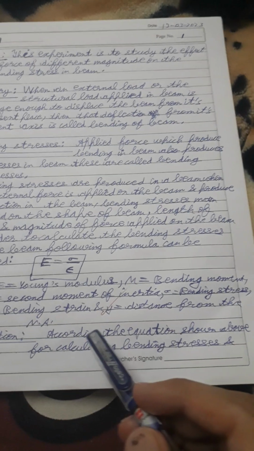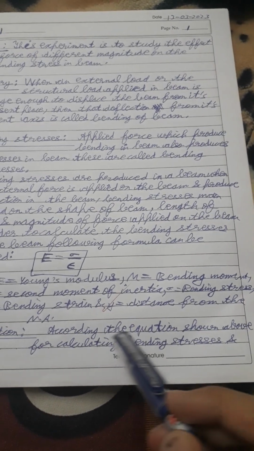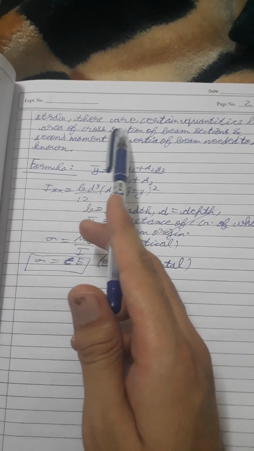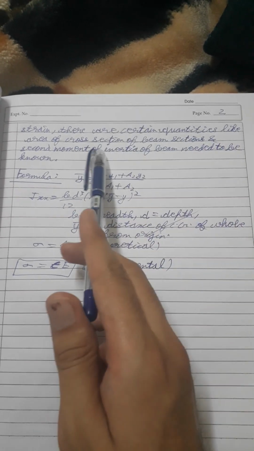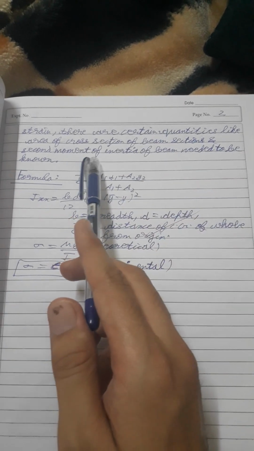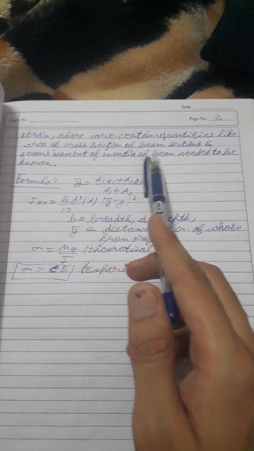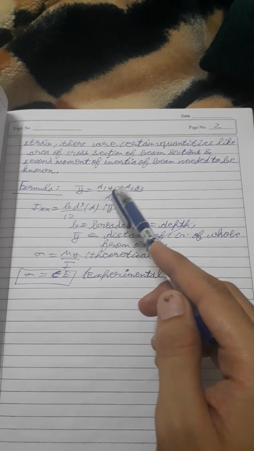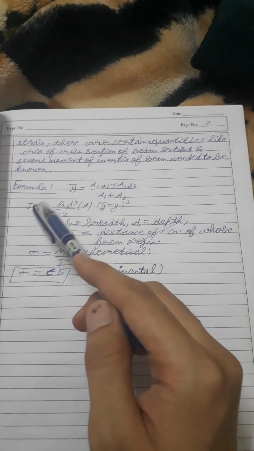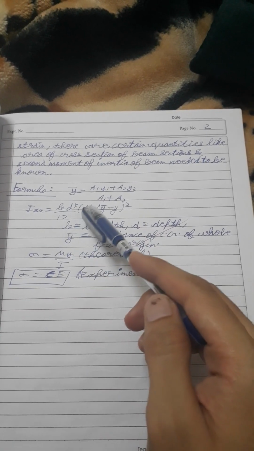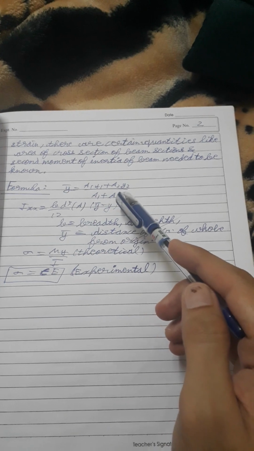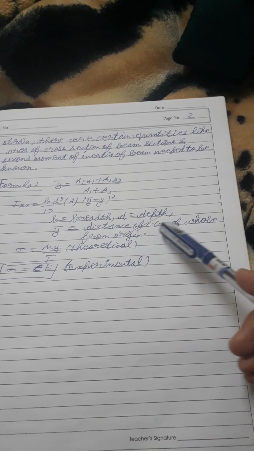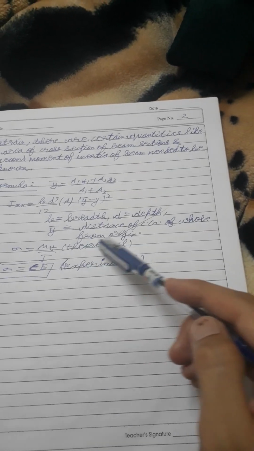Calculation. According to the equation shown above, for calculating bending stresses and strain, there are certain quantities like area of cross section of beam sections and second moment of inertia of beam needed to be known. Formula: y bar is equal to a1 y1 plus a2 y2 over a1 plus a2. Ixx is equal to bd cubed by 12 plus A into (y bar minus y) whole squared. B is equal to breadth, D is equal to depth, y bar is equal to distance of center of gravity of a whole from origin.